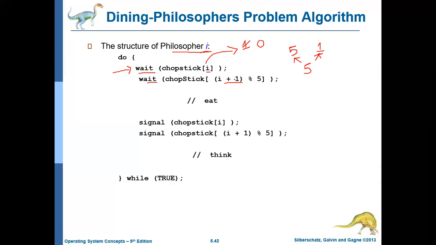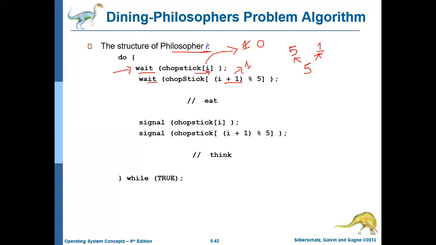If chopstick of I plus 1 modulo 5 is being used by someone, then this will be 1. Then the philosopher will keep on waiting until he releases this, but the philosopher I is still holding the ith chopstick. Ith chopstick is now with philosopher I. So currently the chopstick of I will be 1. Nobody else can take it because it is with the ith philosopher. Holding the ith chopstick in his hand, this philosopher is waiting for the I plus 1 chopstick. Okay.